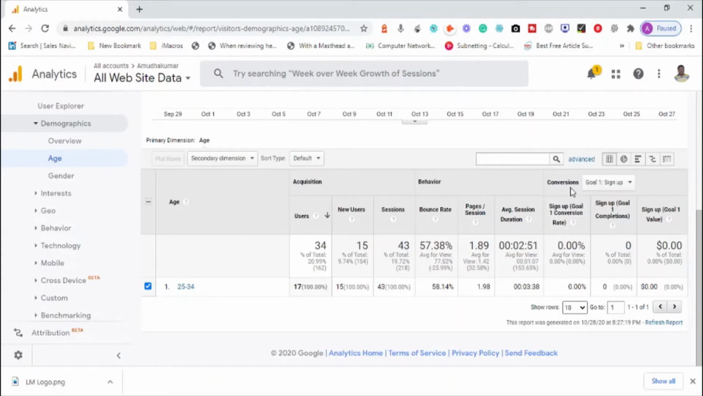And conversion is where the people sign up for the newsletter, make a purchase, make a sale, sign up, or watch the video, or something like that. So whatever is being considered. Now we are seeing these metrics based on age. Now let us see based on gender.